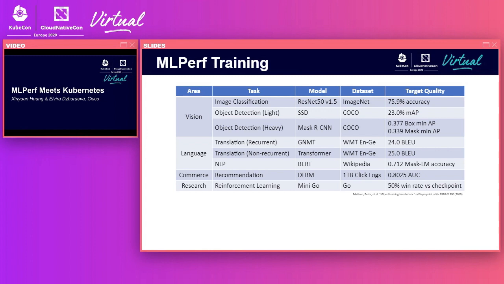The MLPerf benchmarks today consist of two main tracks, that are training and inference. These target the two most important tasks in the ML lifecycle. And now let's take a brief look into each of them.